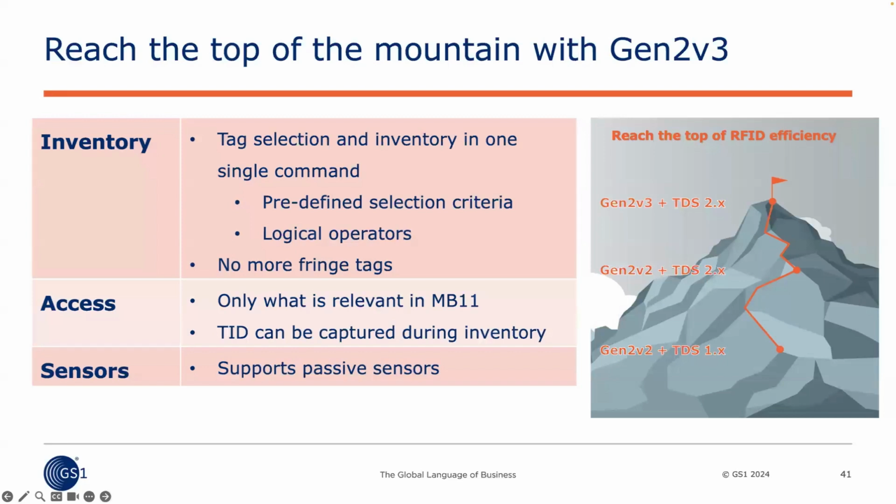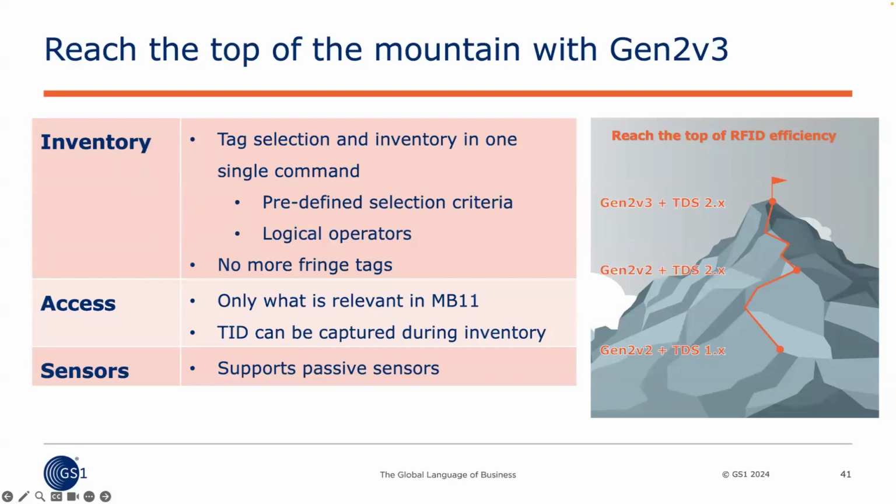This is already, I would say, a giant leap, since it allows you to encode and efficiently capture GS1 data in addition to the EPC itself. But if you want more information about GS1 TDS, please reach out to my colleagues, Craig and Repek. With the Gen2v3 air interface, you will be able to increase the inventory efficiency with tag selection and EPC or UII capture in one single command. And this command provides predefined selection criteria as well as logical operators.